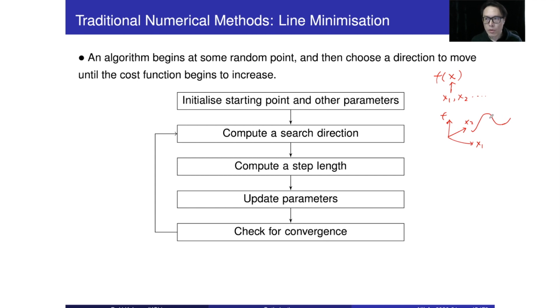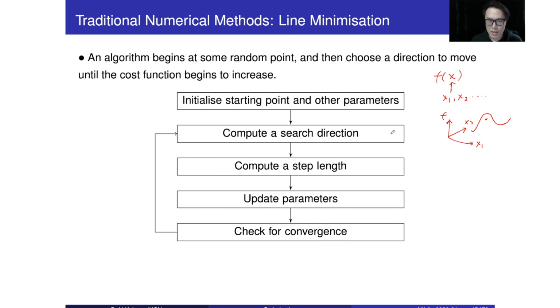And now this is the flow chart we are going to use to describe this line minimization algorithm. Randomly in the beginning, we are going to initialize a starting point and some other parameters. These are some other control parameters. So we are going to have, say, a random point right here. So I just randomly pick a point.